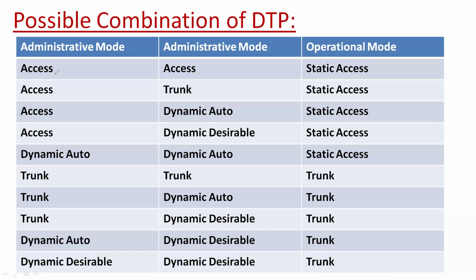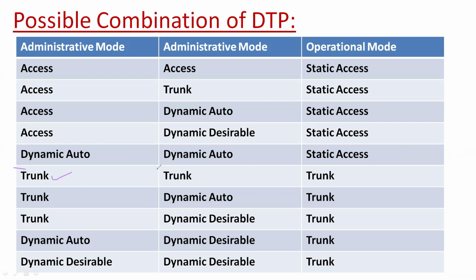Dear, if on one interface we have access and on the other interface we have access, then there will be no trunk. That means no multiple VLAN information can be forwarded. If one side we have access and the other side we have trunk, no VLAN information can be forwarded. That means if either side has access mode, with any mode on the other side, the combination will be static access, so no multiple VLAN information can be forwarded. Dynamic auto and dynamic auto, which is the default configuration on the switches, is also static access. That means no multiple VLAN information can be forwarded.